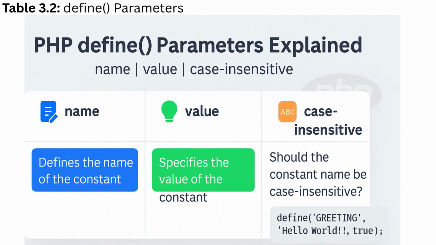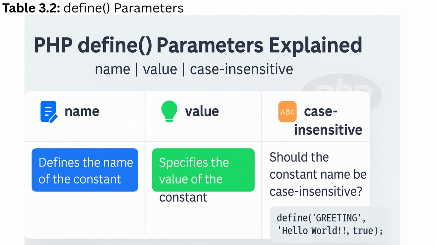For example, define('PI', 3.14159). Here, the word PI is the name of the constant. The second parameter is value. This specifies the actual value that will be assigned to the constant. It can be a string, a number, a Boolean, or even an array in newer versions of PHP. Once the value is assigned, it cannot be changed. In the previous example, the value is 3.14159, which represents the mathematical value of pi.